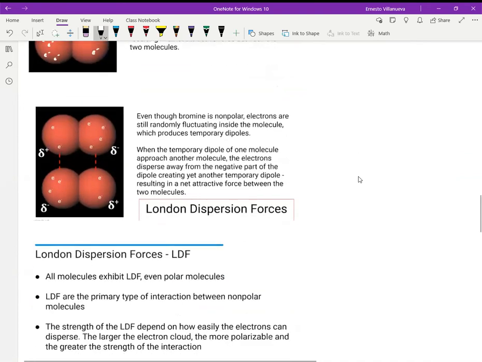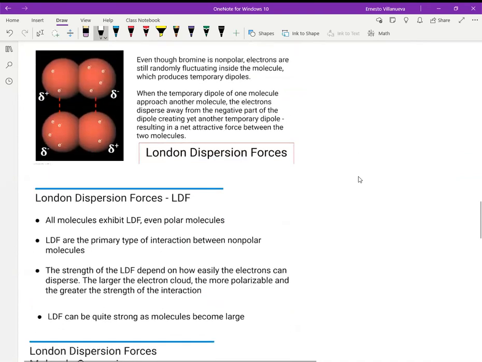Now, the last one that we're going to talk about is London dispersion forces. This is something that we kind of started talking about before, but we didn't really get to finish it. Basically, all molecules exhibit LDFs. Even polar molecules exhibit LDFs. And this is just the type of interaction between non-polar molecules. So if you're working with molecules that are non-polar, how do you know whether something is polar or not? Well, let me show you.